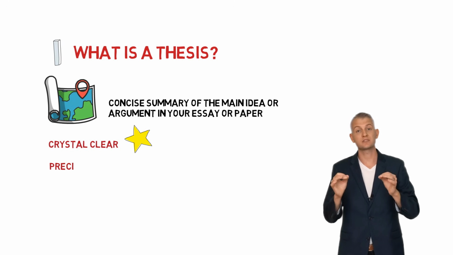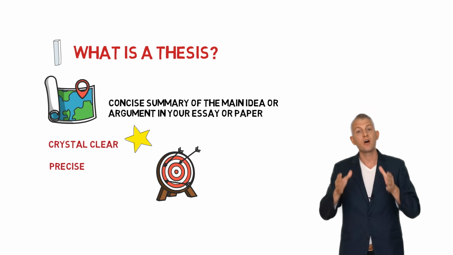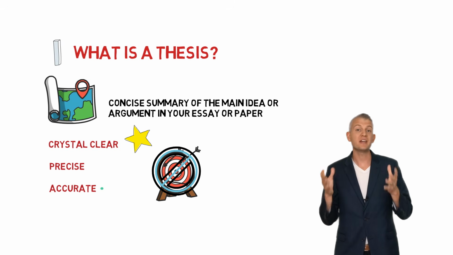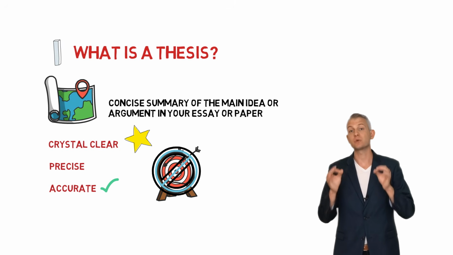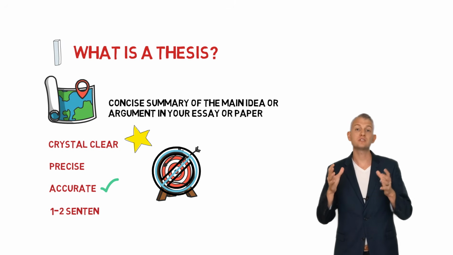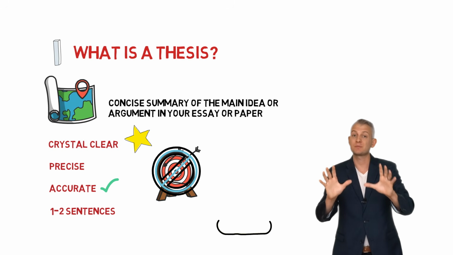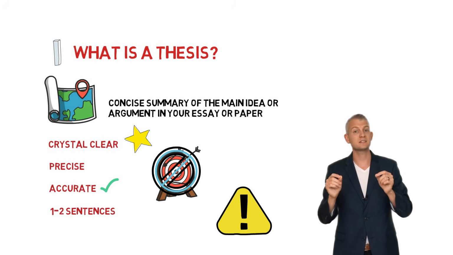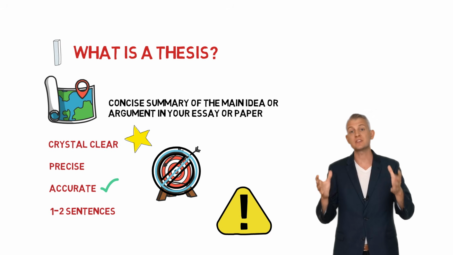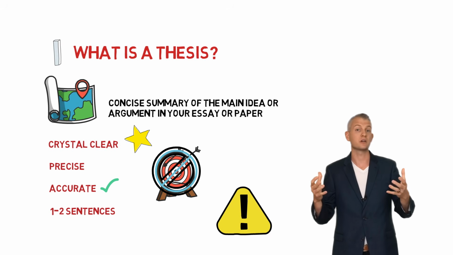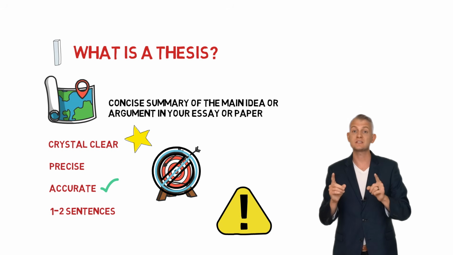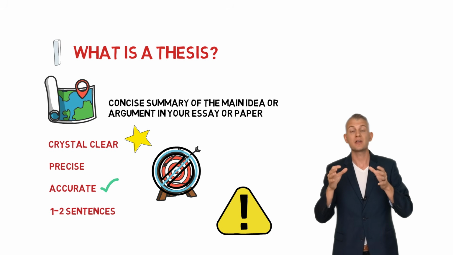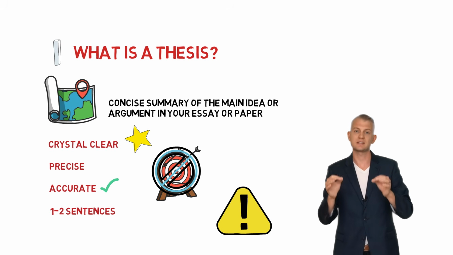Also, it should be precise. Don't get sidetracked with minor details. Focus on the main idea of your essay. Your thesis has to be accurate. Basically, can you back it up with real research? Keep it short, 1 to 2 sentences. But let me put a disclaimer out there. I found that sometimes when students write more than 1 sentence, it can actually hurt the clarity of the thesis, basically confusing the reader. So if you're going to write more than 1 sentence, it should add to the clarity, add to the precision, make it more accurate. If not, stick with 1 sentence.